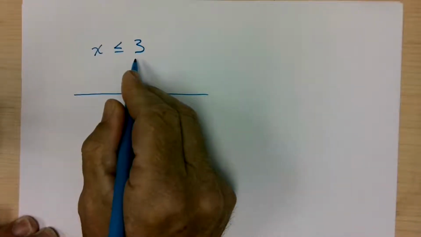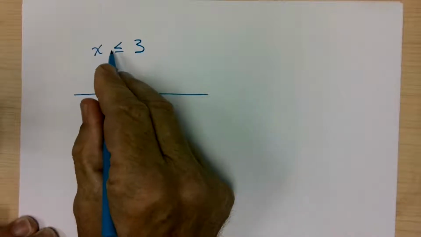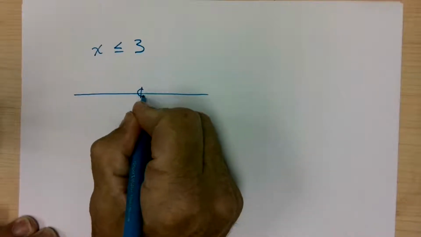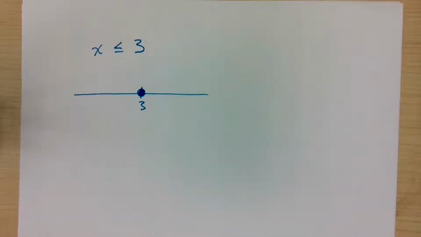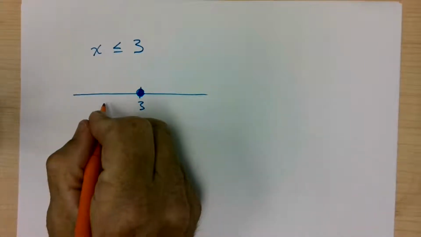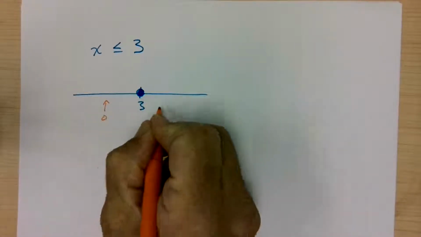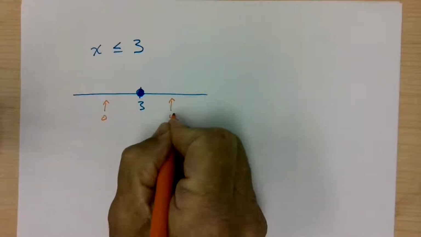3 is our point of interest. We're comparing everything to 3. This is less than or equal to, so we're going to go ahead and put a solid dot here. Now, what I like to do is choose points on either side of that 3. To the left of 3, I will choose 0. To the right of 3, I will choose 4.